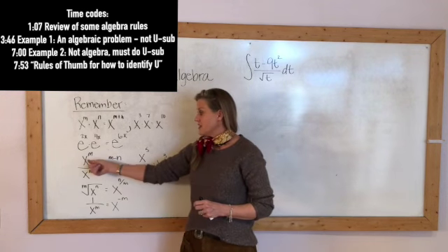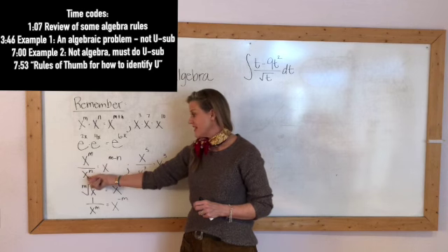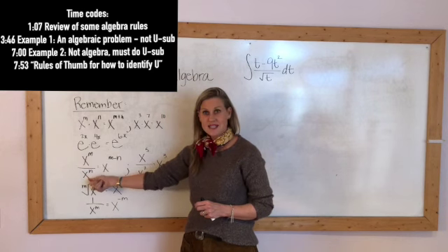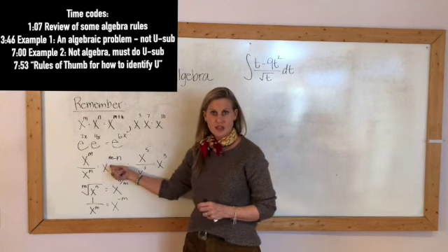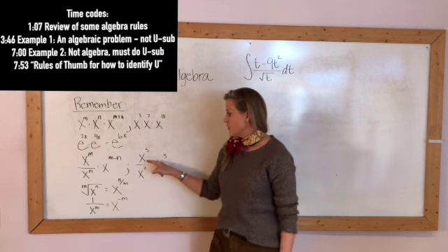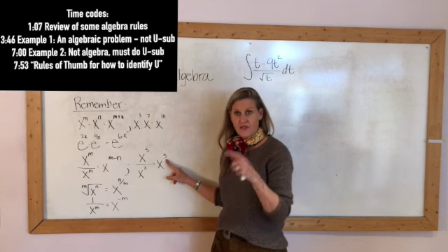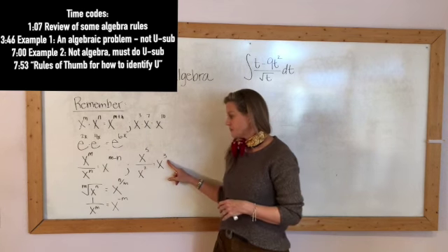If you've got something with an exponent divided by something else with an exponent and they have the same base, you subtract the top exponent minus the bottom exponent. So x to the 5th over x squared would be x to the 5 minus 2, which is x cubed.